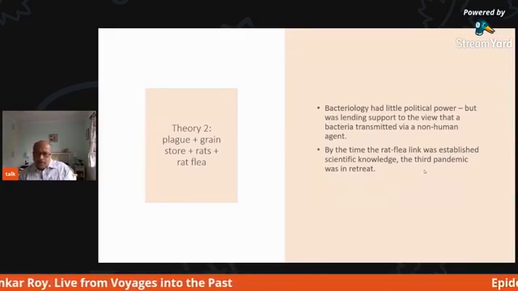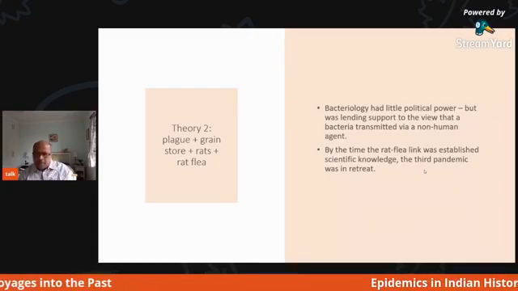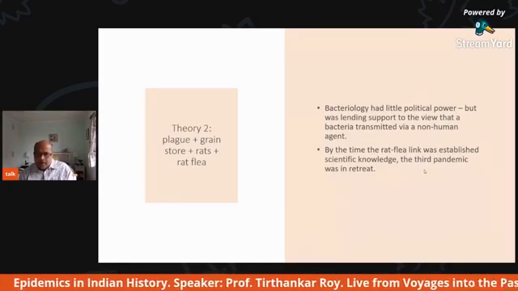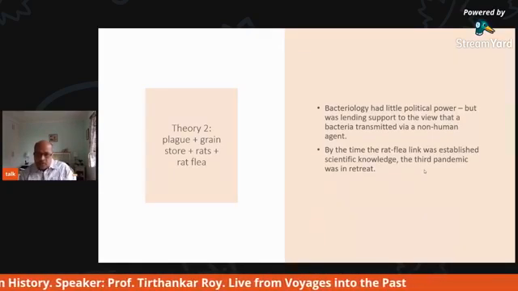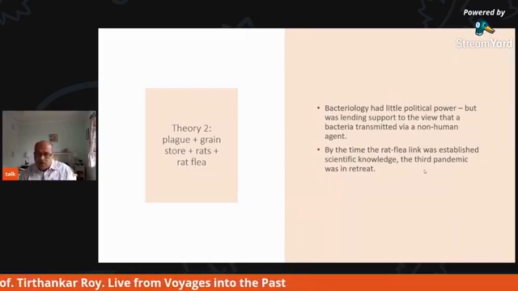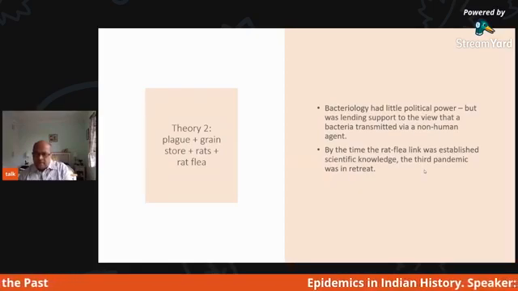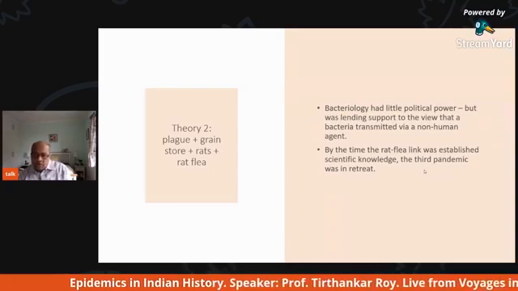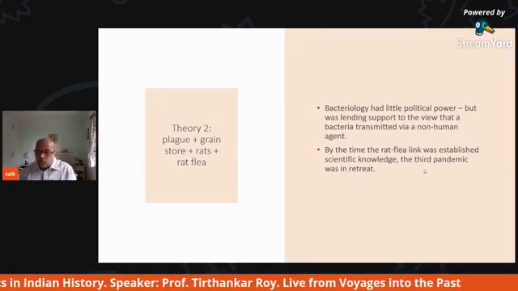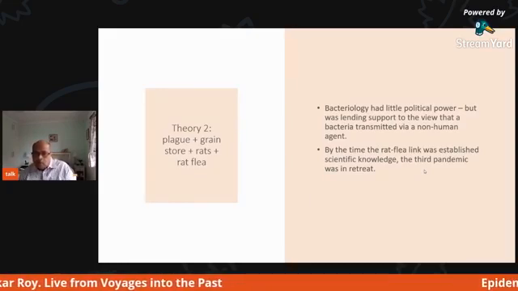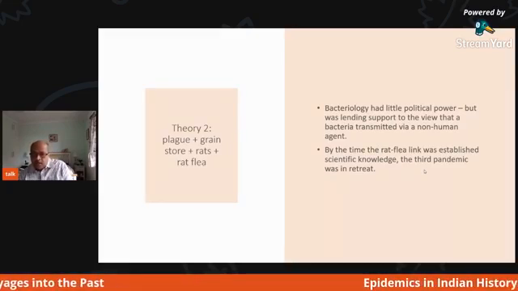Now, bacteriologists who were really developing this link had very little political power. They couldn't persuade the public health authorities, no, that's not what you are doing, it is all wrong, this is the right view. But they were lending support to a view that bacteria are transmitted by a non-human agent. And unless you can work on that agent, you really cannot control plague. Digging up slum homes is not going to solve this problem.